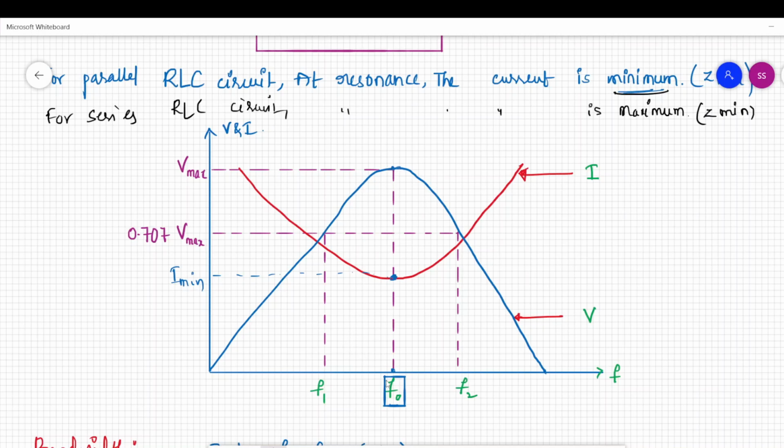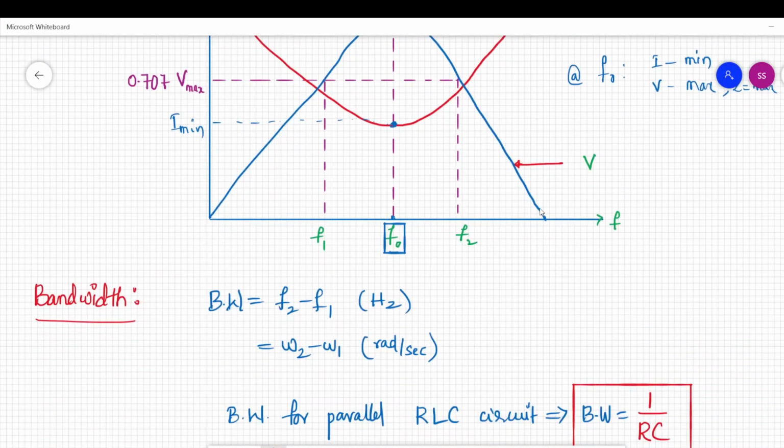At resonance frequency f naught, current is minimum and voltage is maximum. Impedance is also maximum, because Z equals V by I; V is maximum and I is minimum, so Z will obviously be maximum. Now let us see the bandwidth.